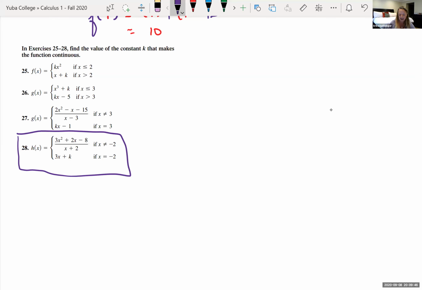Here, this last one, h of x, we use the first equation only when x is not -2. And then if x is equal to -2, we use the second equation. So really what's happening is x equals -2 is undefined in that first equation. And so looking at this, we want to look at the limit.